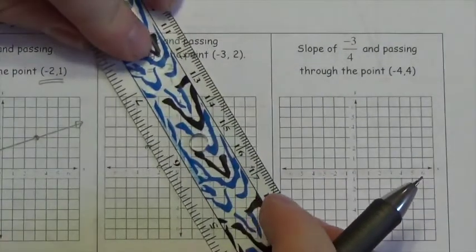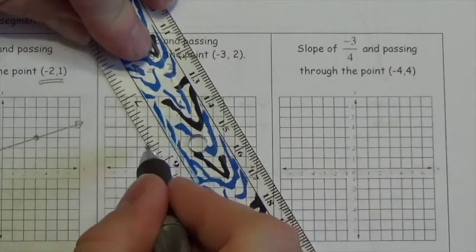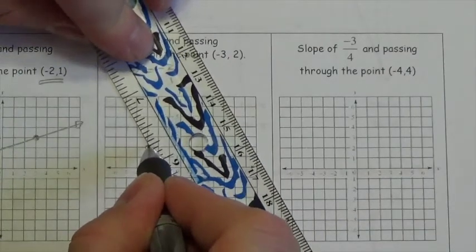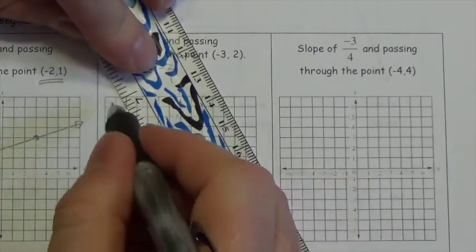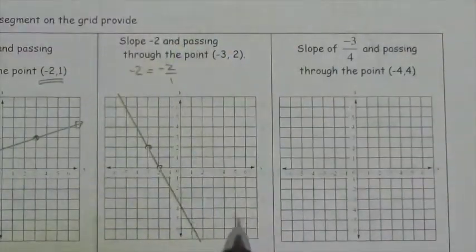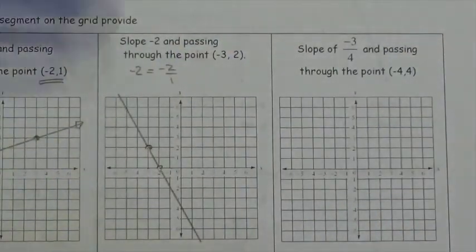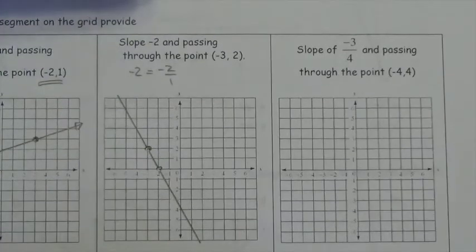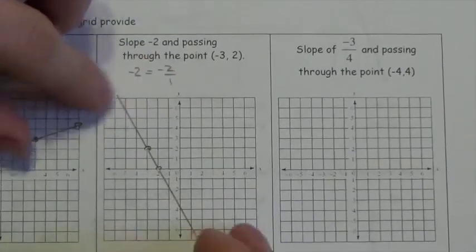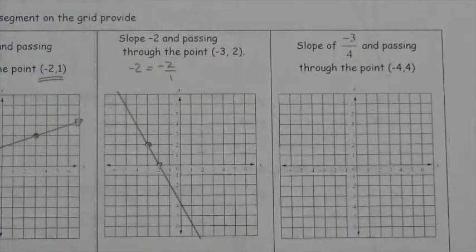Again, I'll pull out the ruler, line them up there. And there we go. And here's, for example, this goes right to the end of the grid, so I assume that that carries on forever from there.